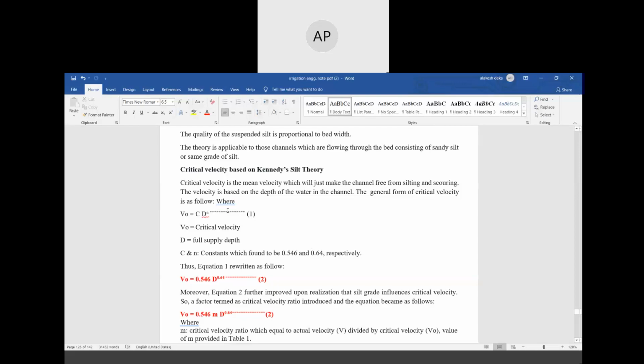Okay. So what is the equation of critical velocity? This is the equation. And what is critical velocity? The definition is given here.